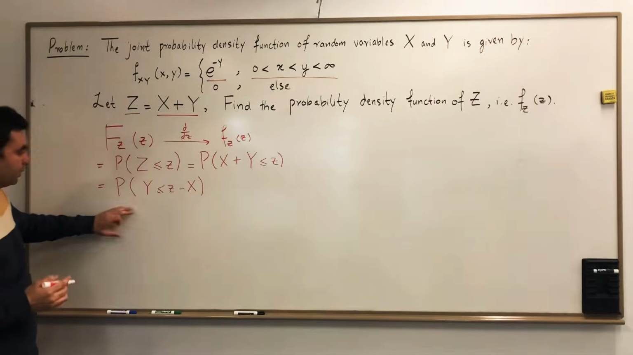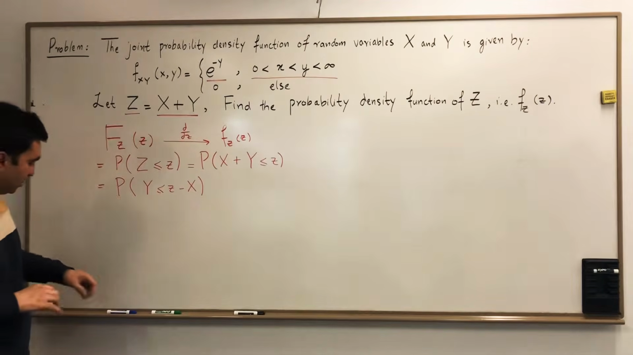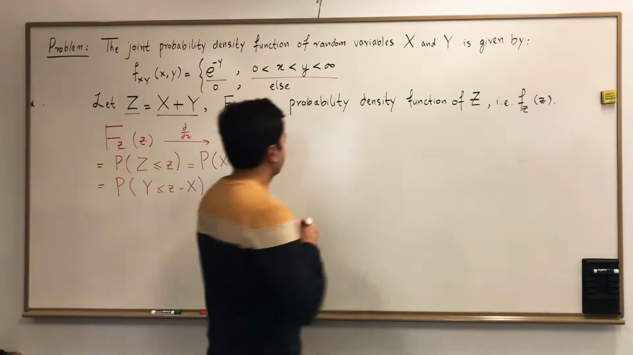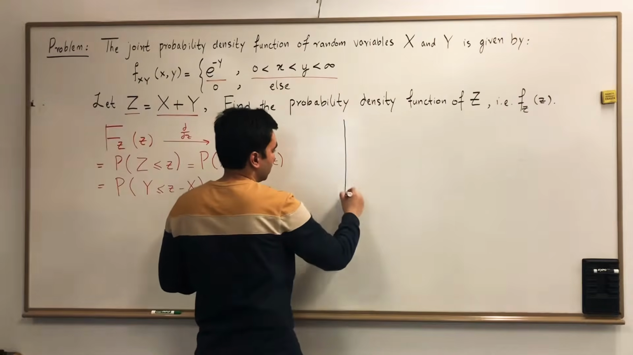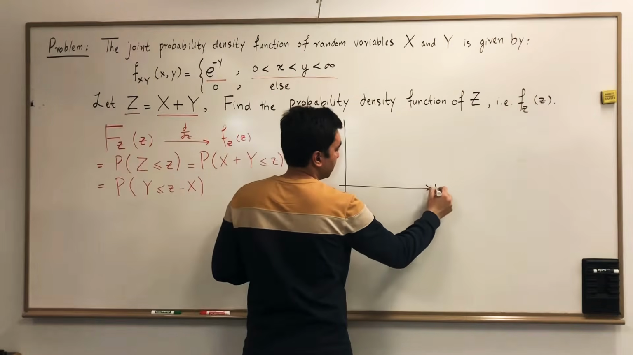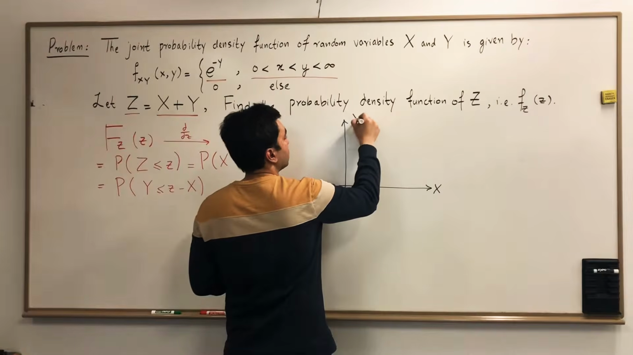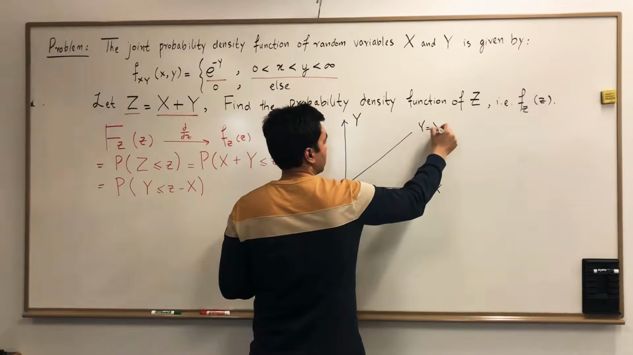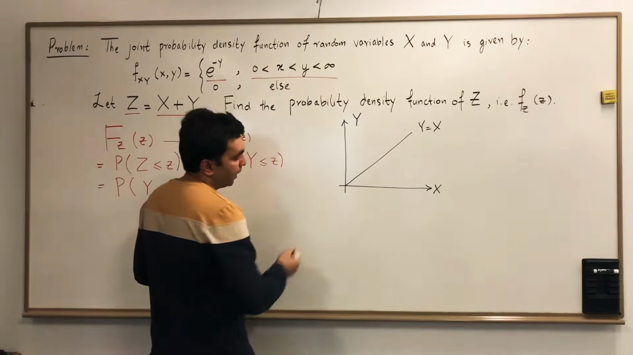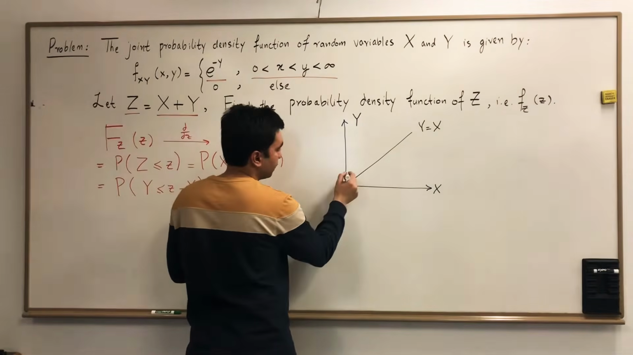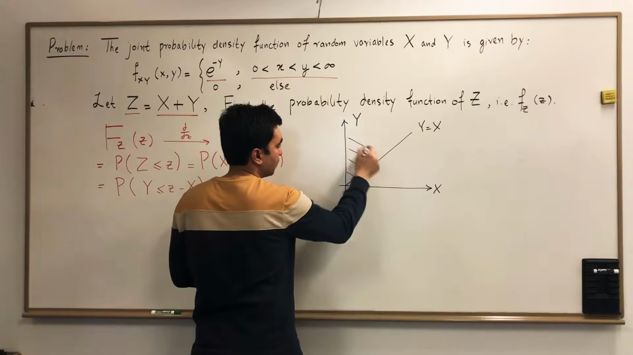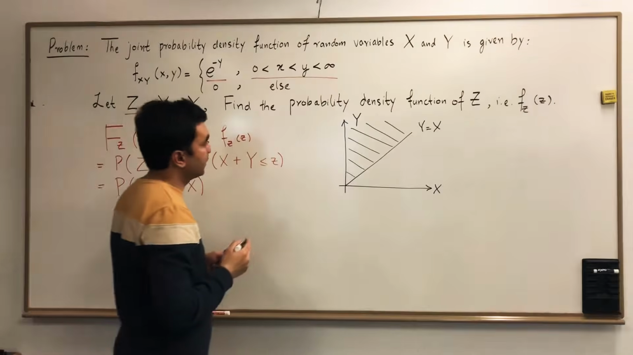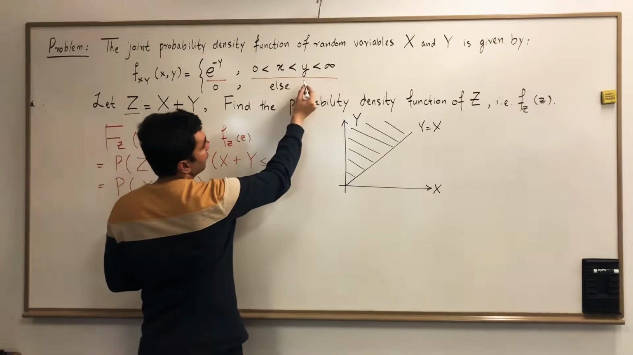So to find this probability, we draw a diagram and illustrate where the density is defined. So the diagram looks like this, where this is x, this is y, this is the line y equals x, and in this region y is bigger than x, which is precisely the region where the density is defined.